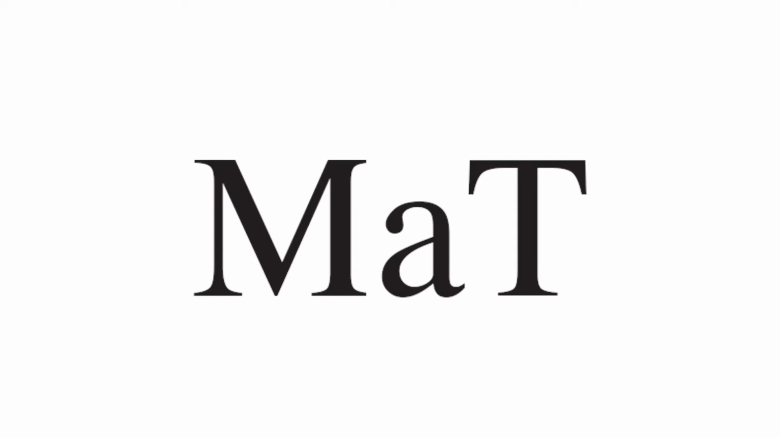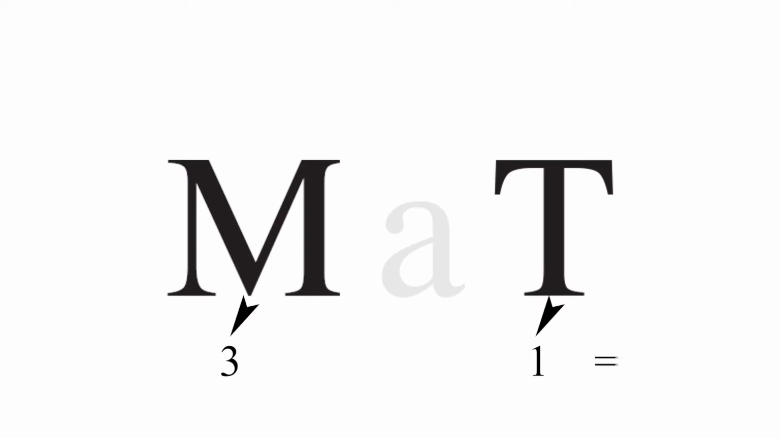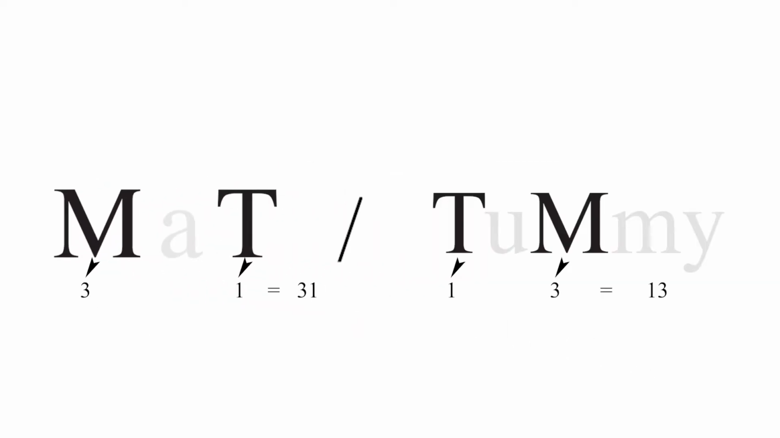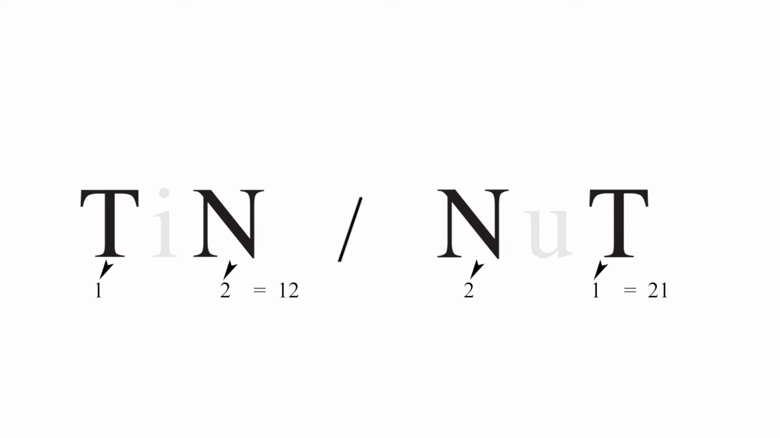Clear? What's mat? M is 3. A is a vowel, doesn't count. T, 1. So 31. So now you know mat and tummy are 2 opposite numbers, 31 or 13. 12 or 21. Tin, nut.